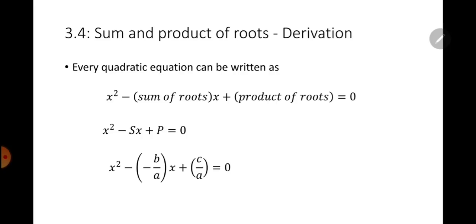Okay, as you know, every quadratic equation can be written as x squared minus sum of roots times x plus product of roots equals 0. So first, say that you have roots x equals 2 and negative 2.